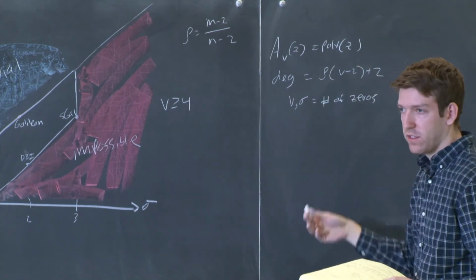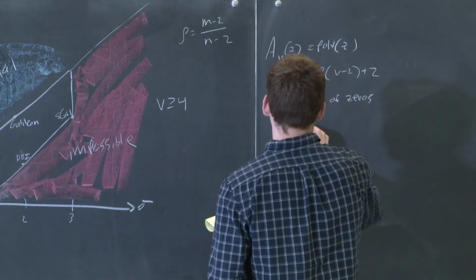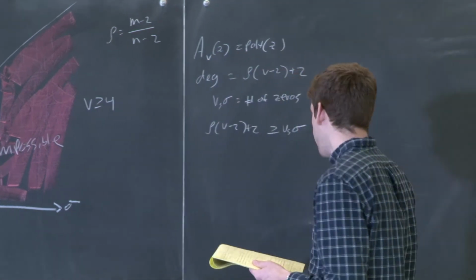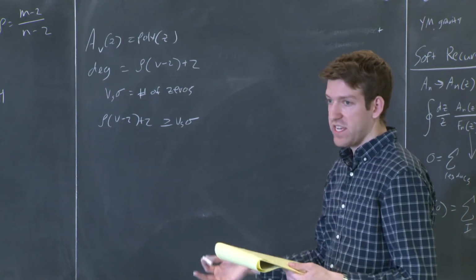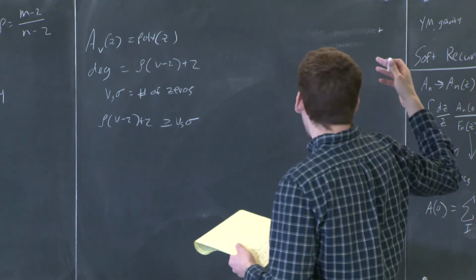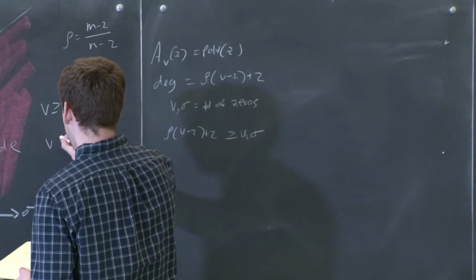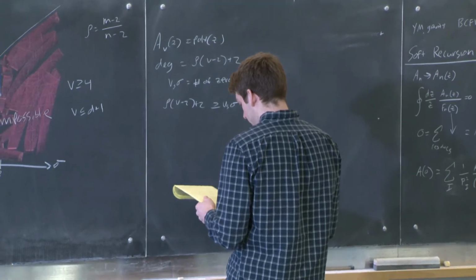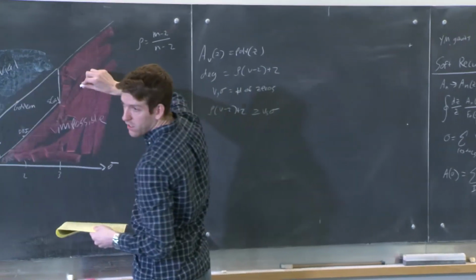So you can get a simple constraint by saying the degree of your polynomial must be greater than or equal to the number of zeros that you know exist. So that looks like this. And then you can go through and consider, if v is greater than d plus 1, you can use the all line shift to rule out that entire region. So one of the things you get is that v is less than or equal to d plus 1. And from this constraint, you get basically this line here.